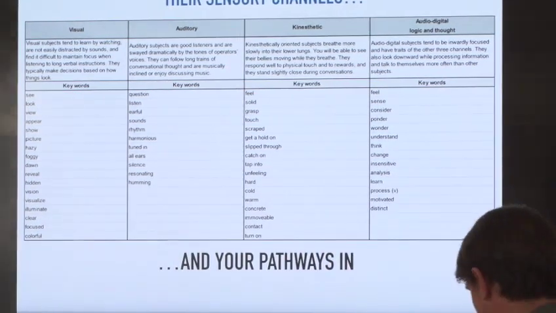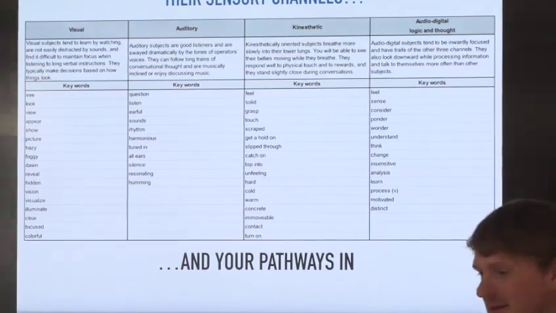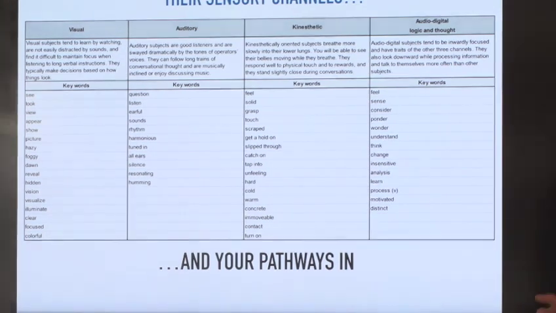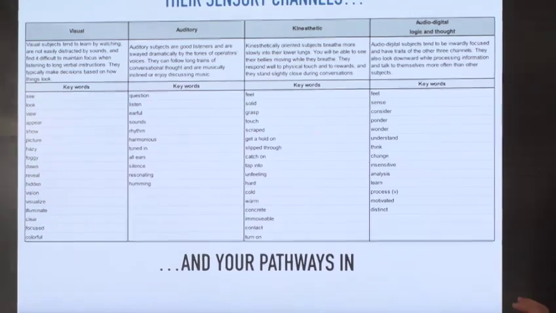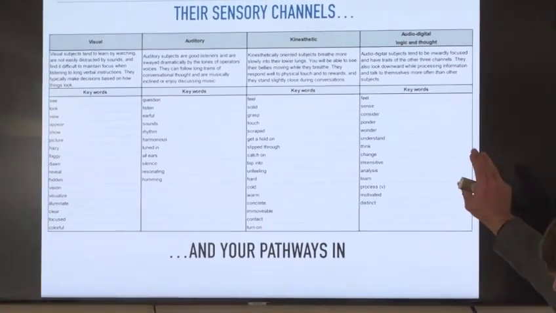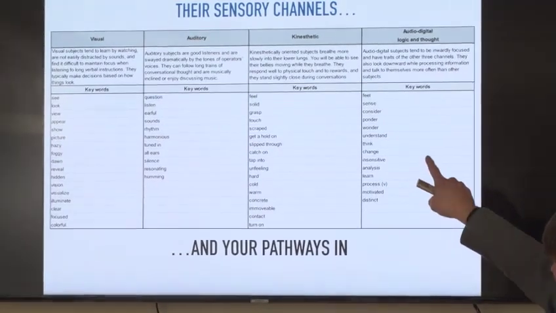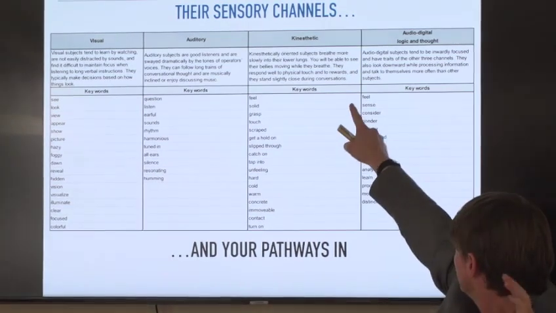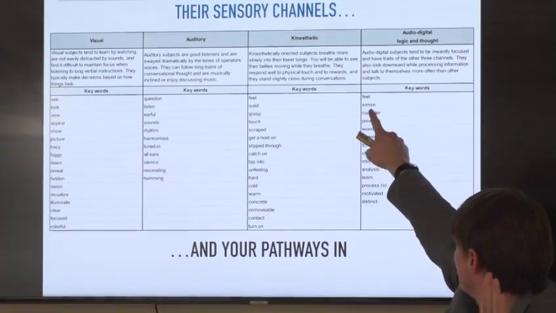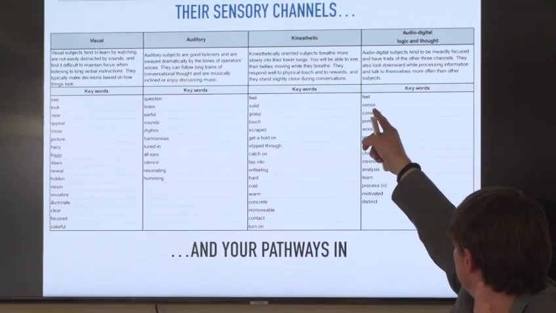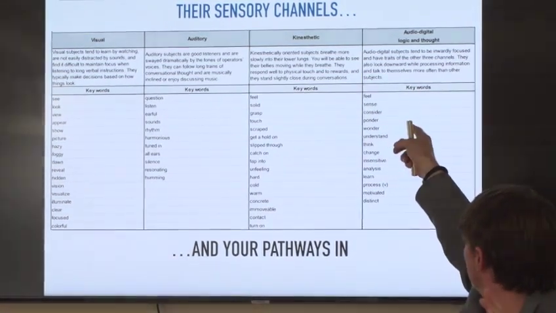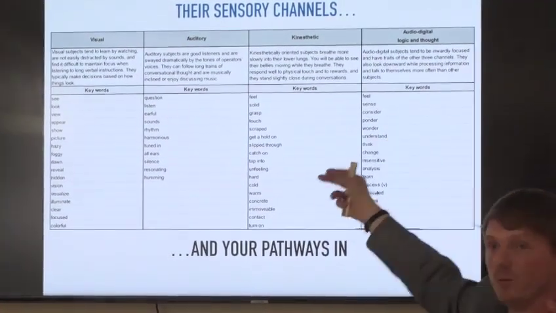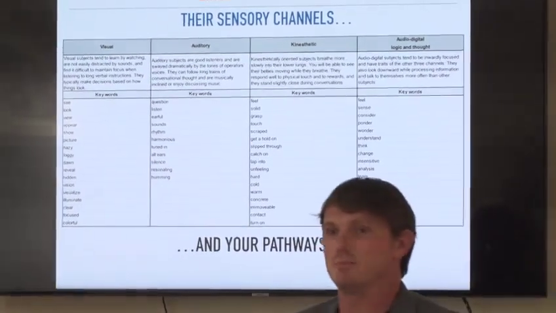So you want to listen to these things. It's not that big of a deal, but if you want to get to know what sensory channels they use, you listen, because these are descriptions of the kind of person they are. The kinesthetically oriented subjects breathe more slowly into their lower lungs. You will be able to see their bellies moving while they breathe. So what does that tell you? That you're going to want to match their breathing.